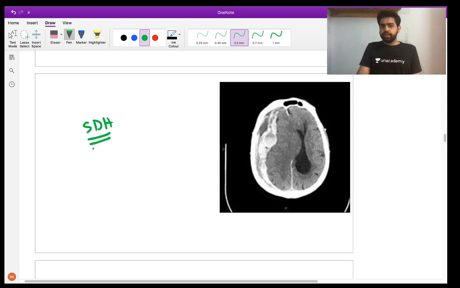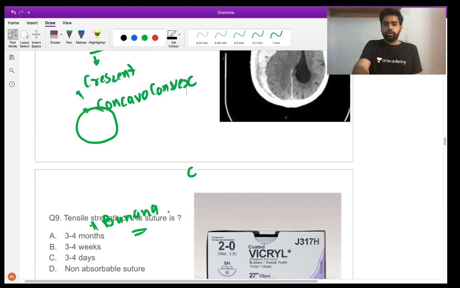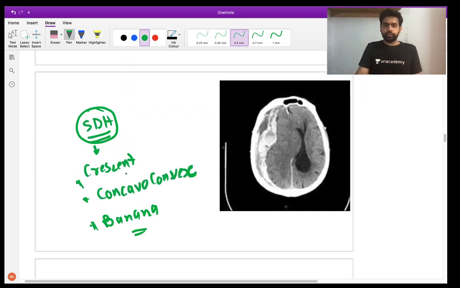Why? Because what are you seeing in this? You are seeing a crescent shaped opacity, that is right, a crescent shaped opacity, or you can call it a concavo-convex opacity, and some people like to call it a banana shaped opacity. Okay, so that is why this is a subdural hemorrhage. Good guys, right?